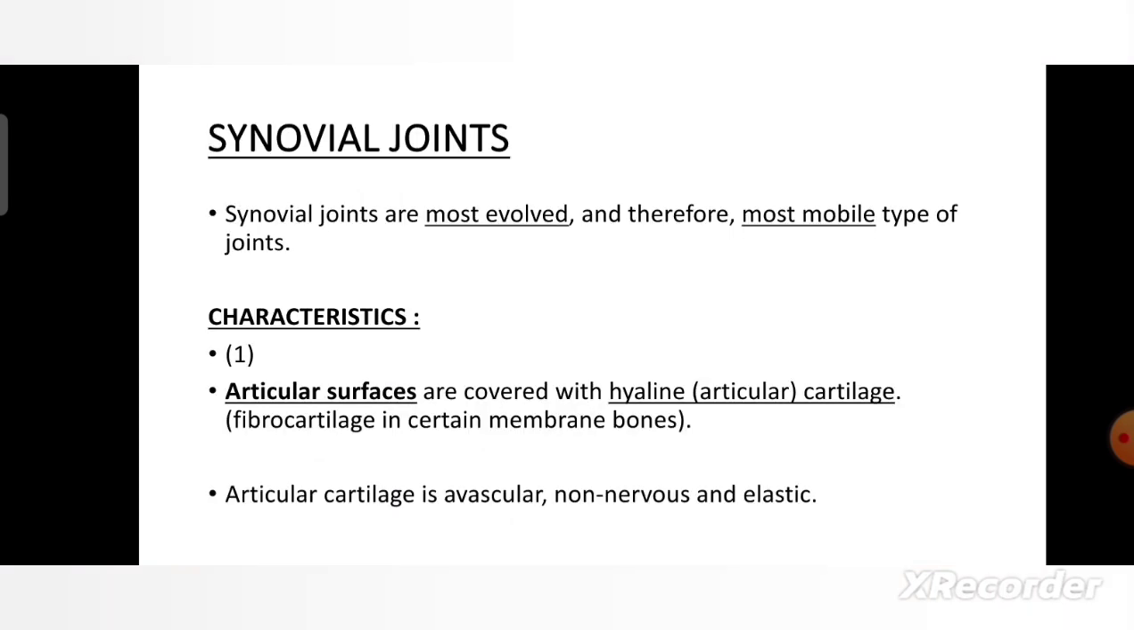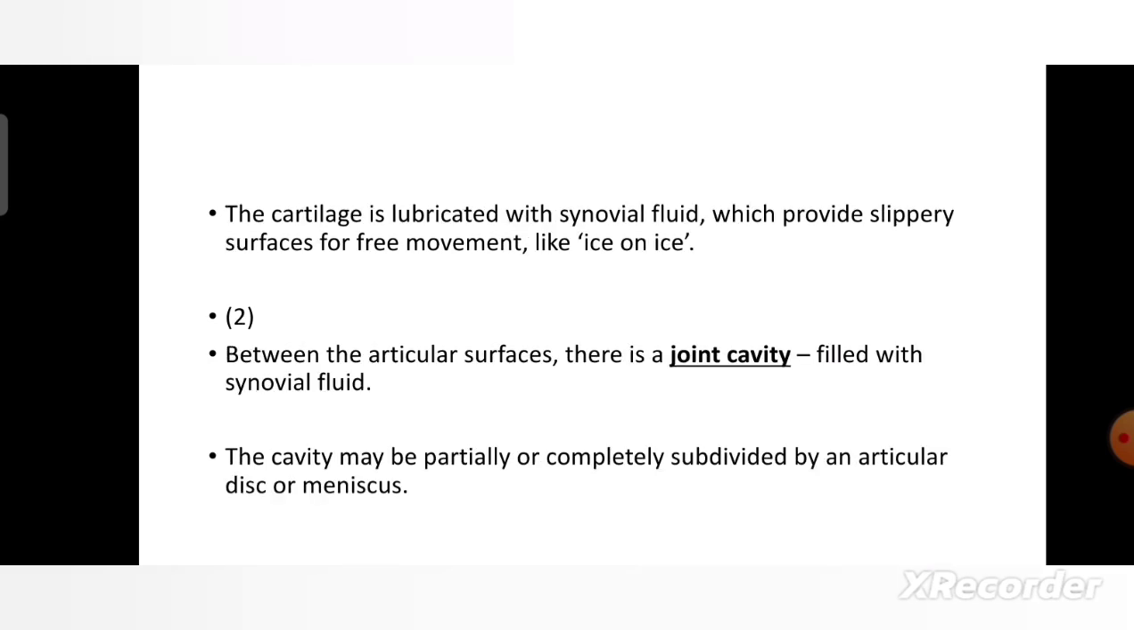Synovial joints are the most evolved, and therefore the most mobile type of joint. Its characteristics are: first, the articular surface. Articular surfaces are covered with hyaline or articular cartilage, or fibrocartilage in certain membrane bones. Articular cartilage is avascular, non-nervous and elastic. The cartilage is lubricated with synovial fluid, which provides a slippery surface for movement, for example, like ice on ice.